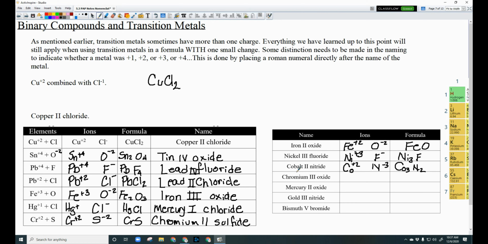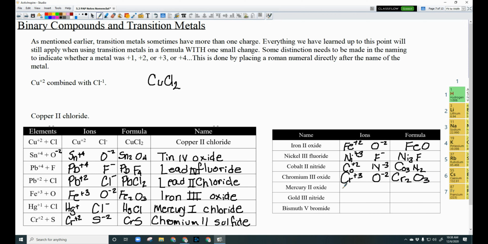Chromium. Chromium is Cr. Here it's a +3. Oxide is oxygen. That's -2. Oops, the 2 didn't come out. All right, so doesn't equal 0, so swap and drop. So we're going to get chromium 2, oxygen 3.